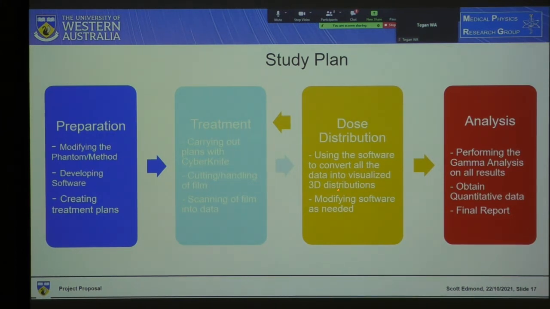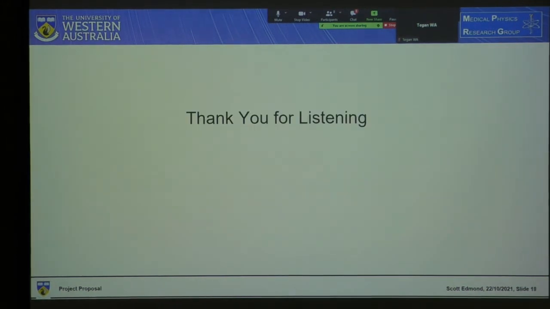With those measurements, I can convert them into the dose distribution, modifying the software that I've written as needed, because software always has issues. And eventually, once we have all of the data, we can perform that gamma analysis, obtain that quantitative results, and then hopefully make some clinically relevant conclusions about the dosimetric distribution for each of these tracking methods. And that's my references.